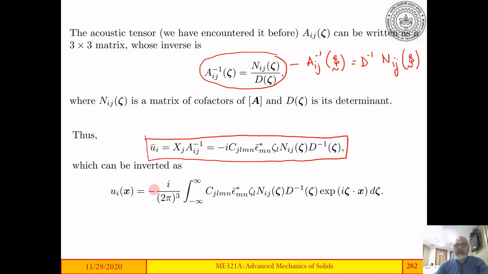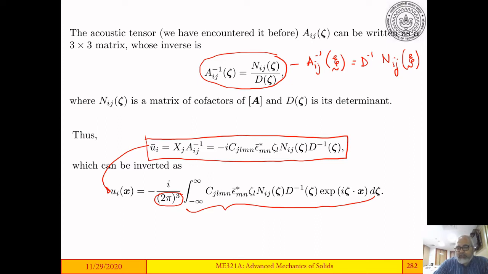And then if I want to get ui, I do the inverse Fourier transform for 3D. That inverse Fourier transform involves 1 by 2 pi cube, and this i comes out of the integral. You have this, which is notionally something that you can solve. If you can solve this integral, you find the displacements due to an eigenstrain epsilon mn star applied on the domain just by solving this integral. That's it.